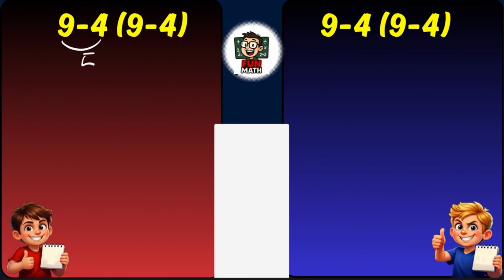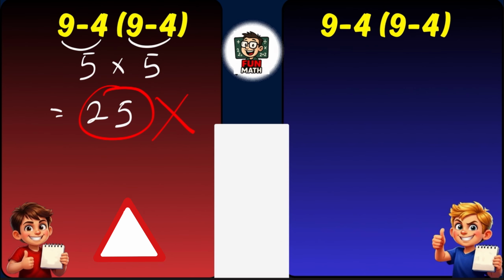9 minus 4 equals 5. Now let's do the multiplication. 5 times 5 equals 25. If you solve the problem this way, you made a mistake.